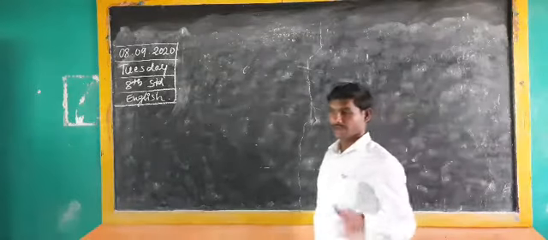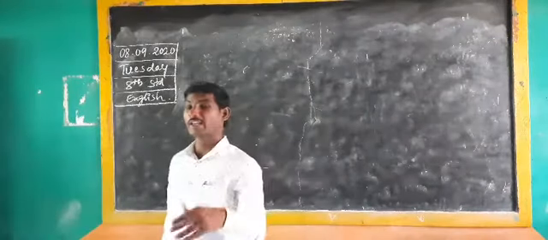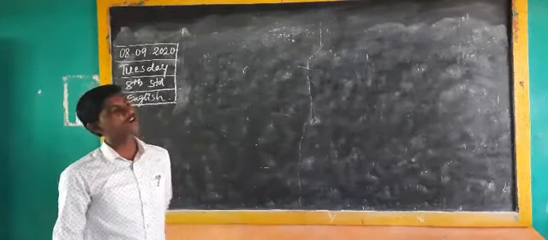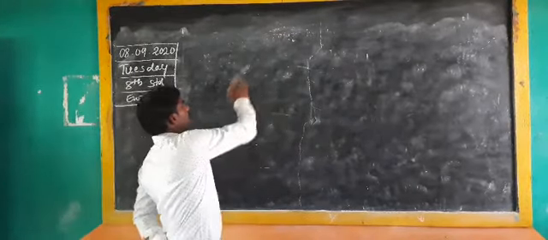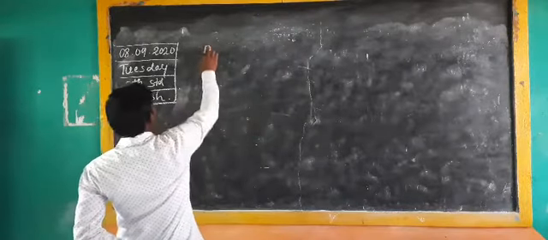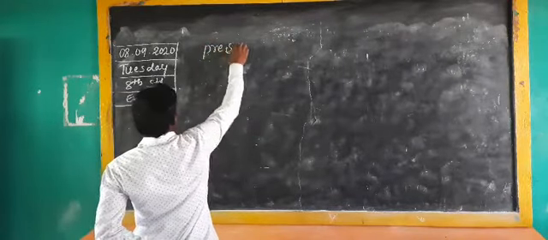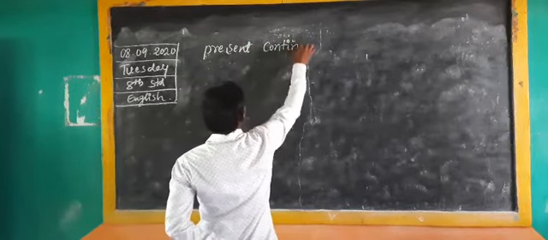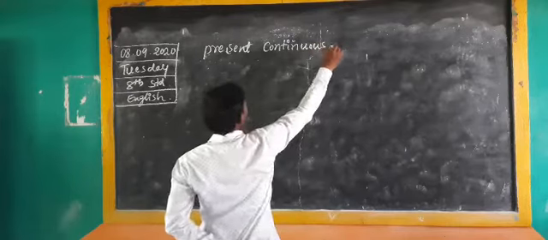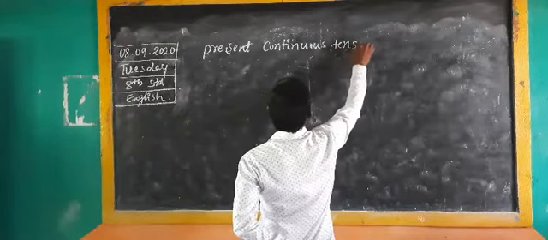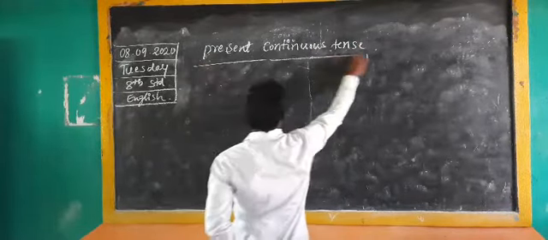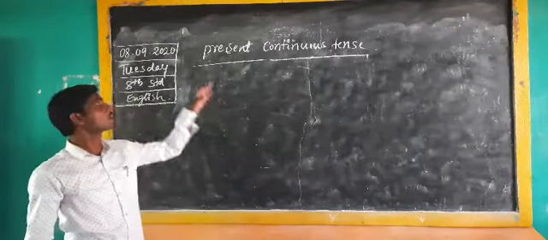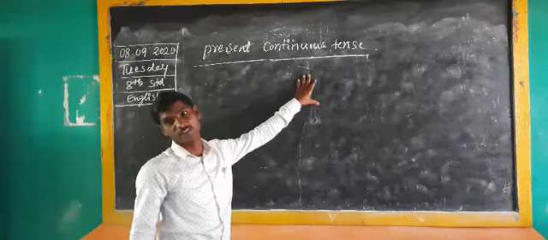In the previous class, we already understood tenses, especially the meaning of tense and how many kinds there are in English tenses. Right now, we have to understand present continuous tense. In this class, we have to understand about present continuous tense.